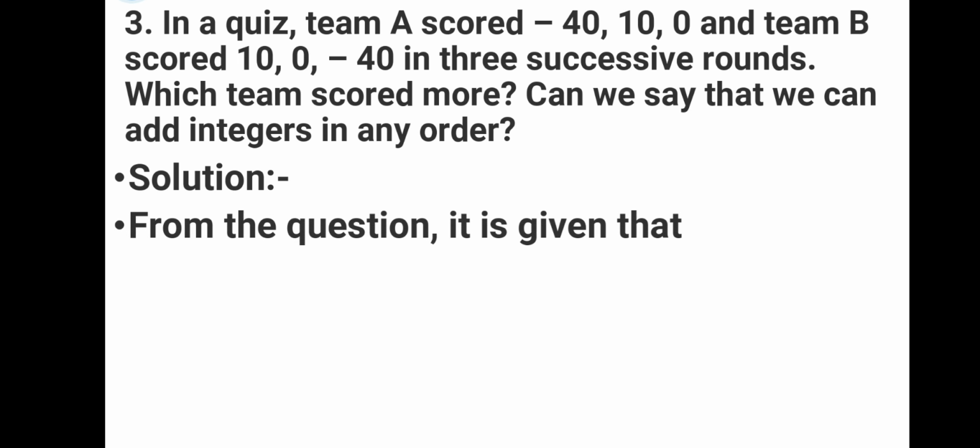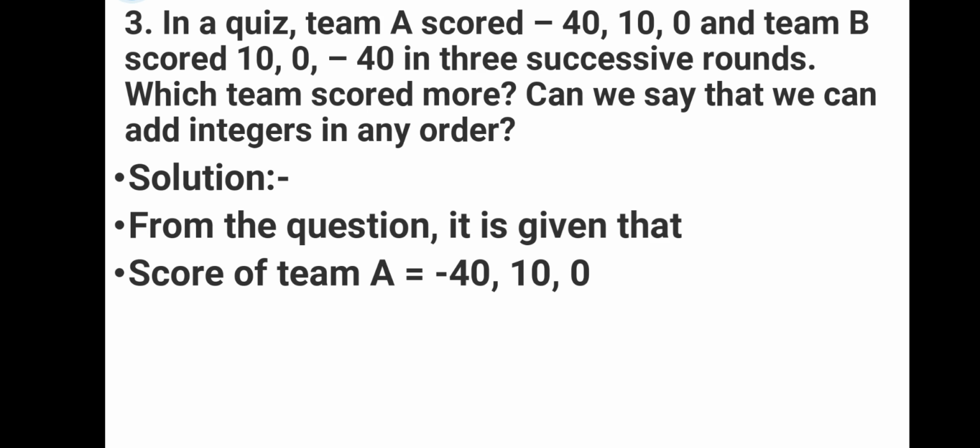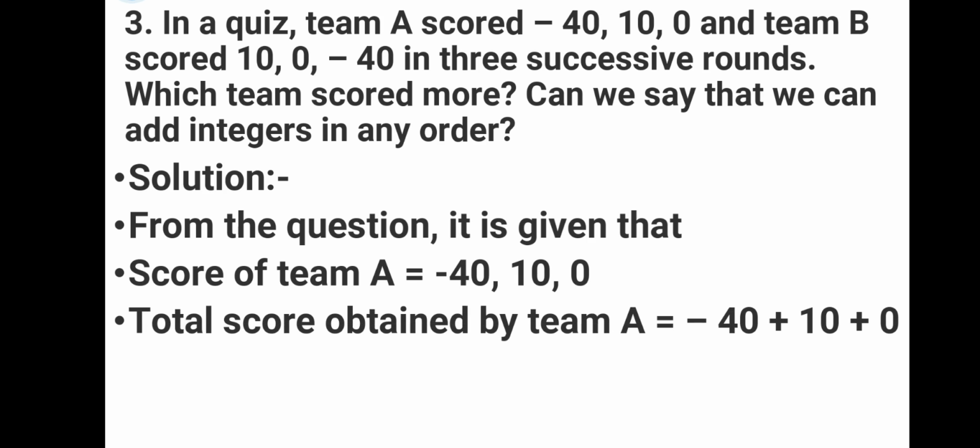From the question it is given that score of team A equal to minus 40, 10 and 0. So we are writing the given data from the question. Now total score obtained by team A equal to minus 40 plus 10 plus 0.